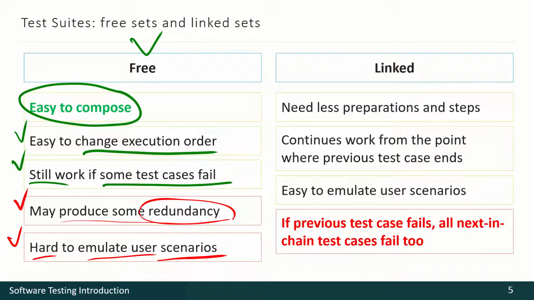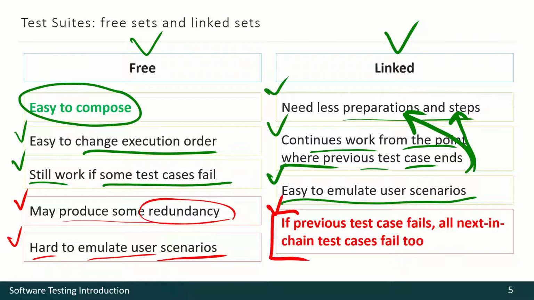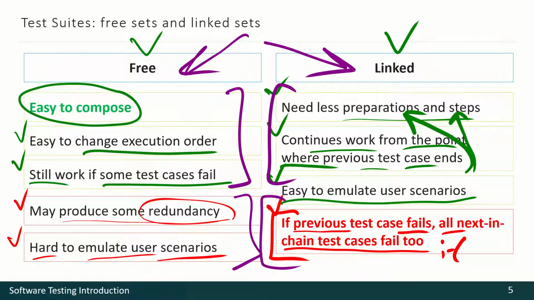With linked test suites, we need less preparation, fewer steps. Every test case continues its work from the point where the previous test case ends. That's why we need less preparation and fewer steps. And it's easier to emulate user scenarios, but the main disadvantage here is that if a previous test case fails, all next in-chain test cases fail too. And that's really bad. You may use both free and linked suites, but just remember the advantages and disadvantages and decide accordingly to the task you are solving.